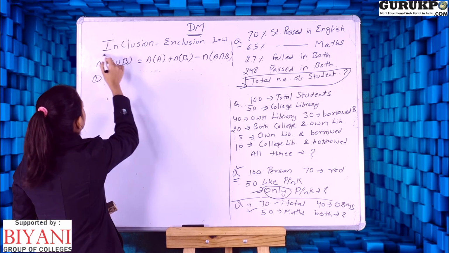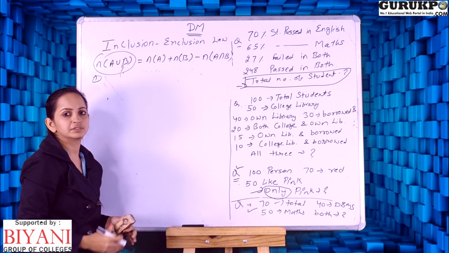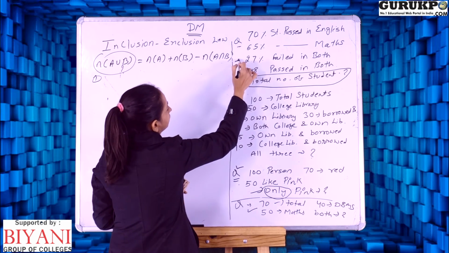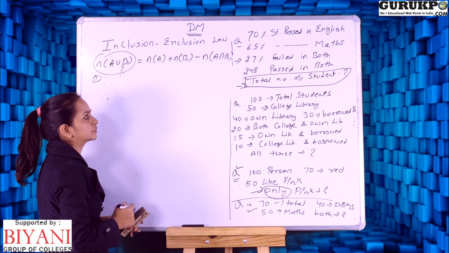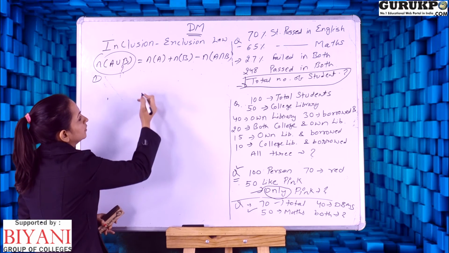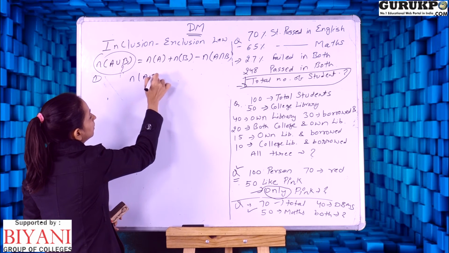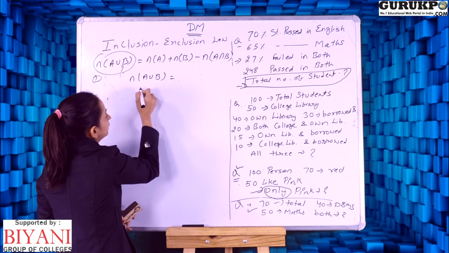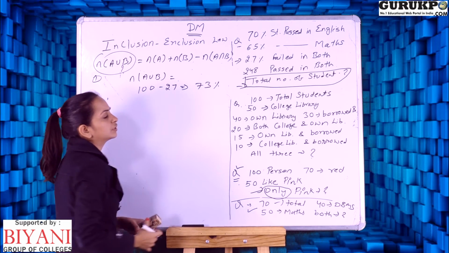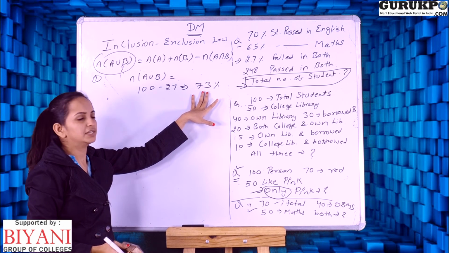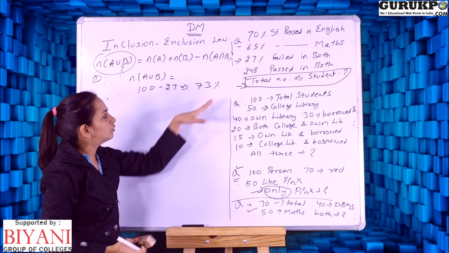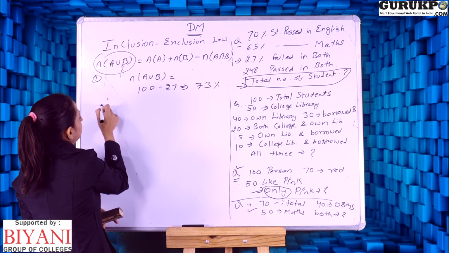In this question I don't have this, I have to find this element. Firstly, I have that 27% of students failed in both subjects. So I can find the percentage of students who passed in any subject. So what is A union B? How can I get it? That is 100 minus 27. So there are 73% of students who passed in either English or Maths, in one subject or two subjects. Okay, so we get the answer n of A union B is equal to 73%.